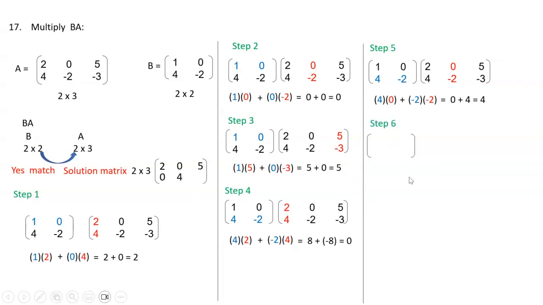Now finally, the last step, we're going to multiply the second row times the third column, which is the last column. It will be 4 times 5 plus negative 2 times negative 3, which will give us 20 plus 6. The answer will be 26. So that's my solution.